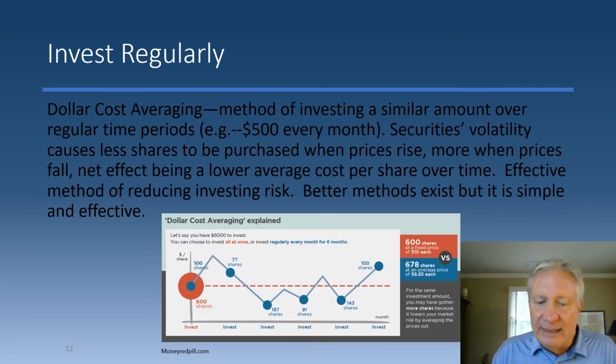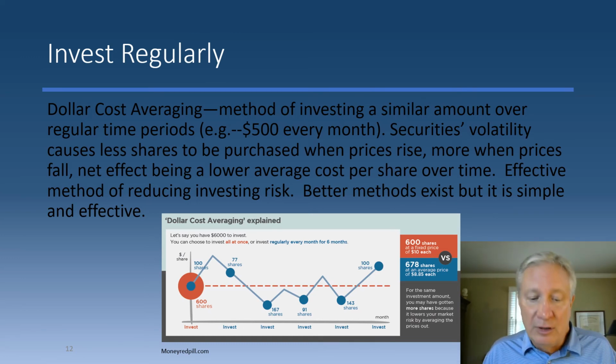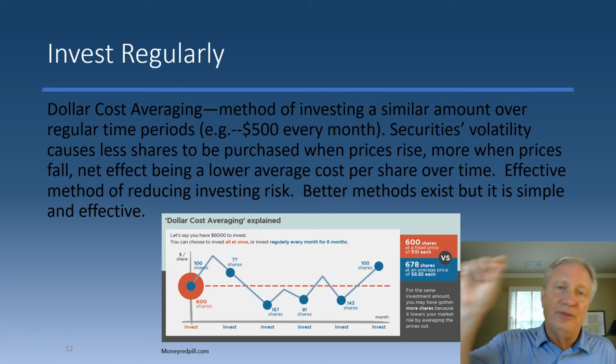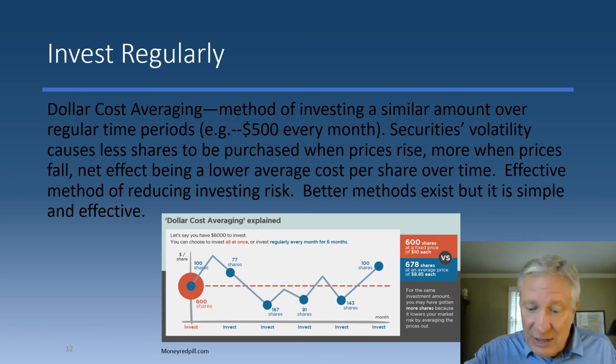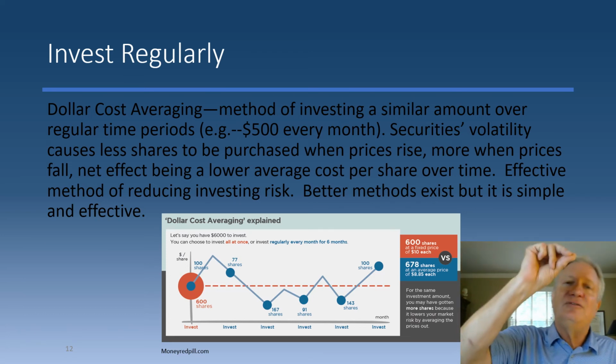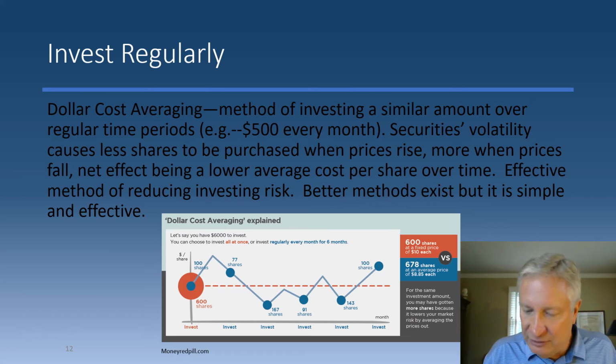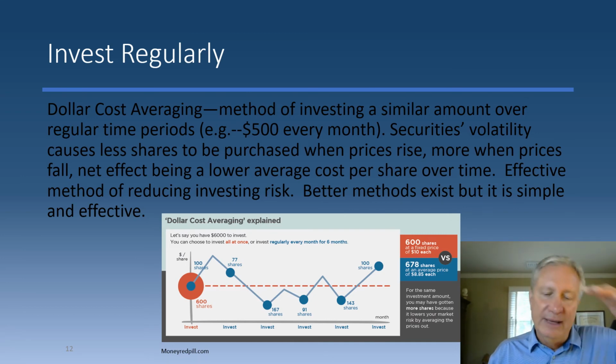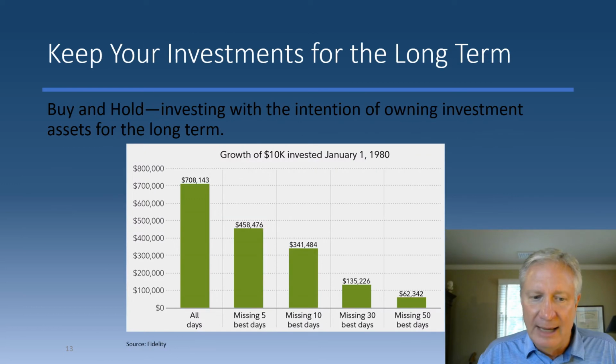Investing regularly is important. One way of doing this is dollar cost averaging. We're investing every month or every week or every year. Because the stock price, for example, goes up and down, this has the effect of lowering the average cost of what you're investing in. Investing regularly is a great way to lower the average cost of what you buy.